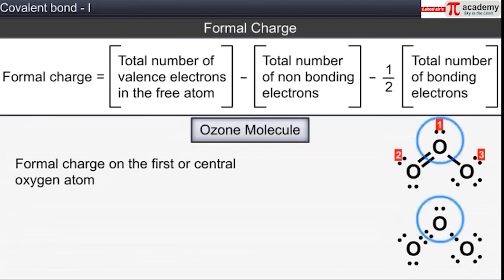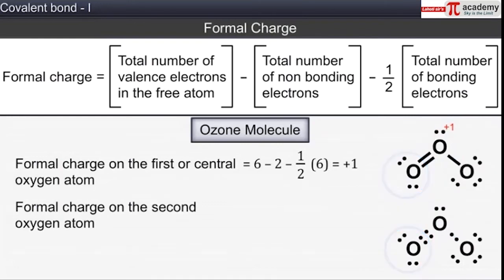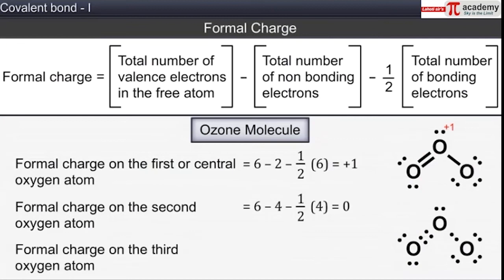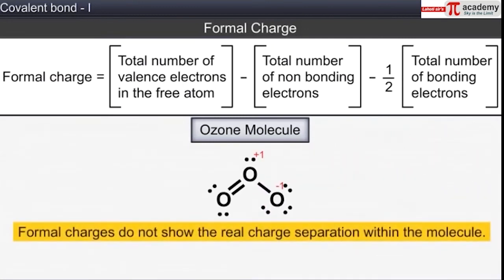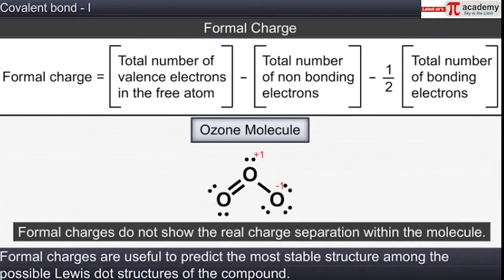The formal charge on it is equal to 6 minus 2 minus half multiplied by 6, which is equal to plus 1. The formal charge on the second or doubly bonded oxygen atom is 6 minus 4 minus half multiplied by 4, which is equal to 0. The formal charge on the third or single bonded oxygen atom is 6 minus 6 minus half multiplied by 2, which is equal to minus 1. Remember that the formal charges do not show the real charge separation within the molecule. Formal charges are useful to predict the most stable structure among the possible Lewis dot structures of the compound.